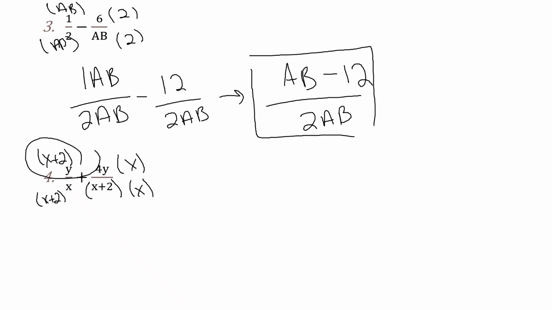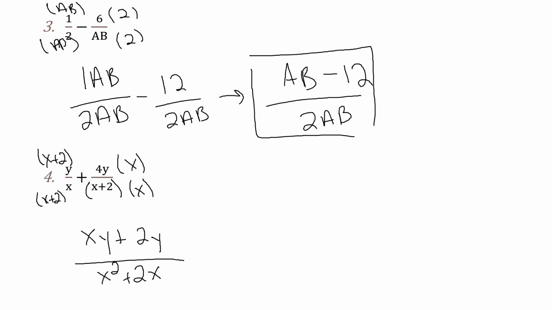So when I multiply this, I multiply y times x and y times 2. So I have xy. You could put yx, that's fine. Plus 2y over x squared plus 2x. Now let me clean this up because that is messy.